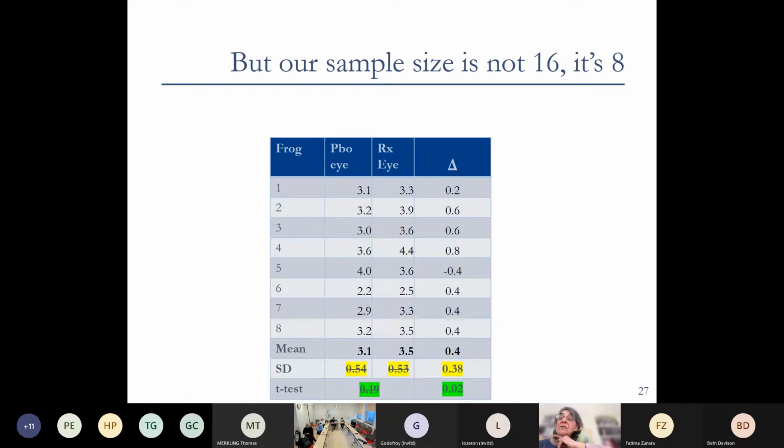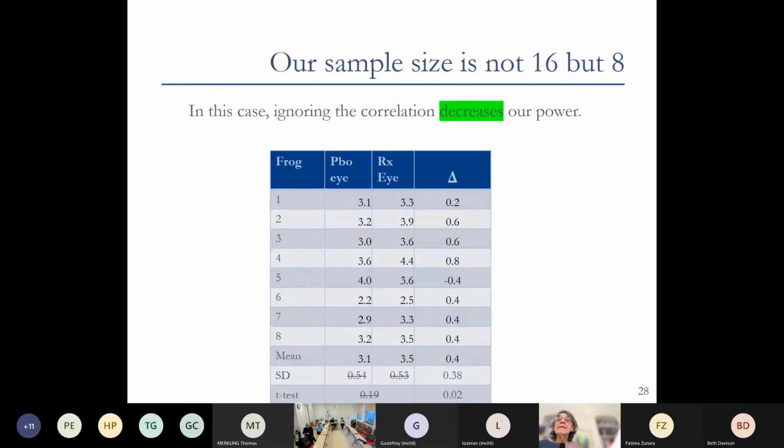And if I do my test on the basis of the difference, because those 2 eyes on the same frog are highly correlated, I get a p-value of 0.02, which is saying there's rather strong evidence that the treatment is better than the placebo. Next slide, please. And in this case, ignoring the correlation decreased the power of the test. Next slide.